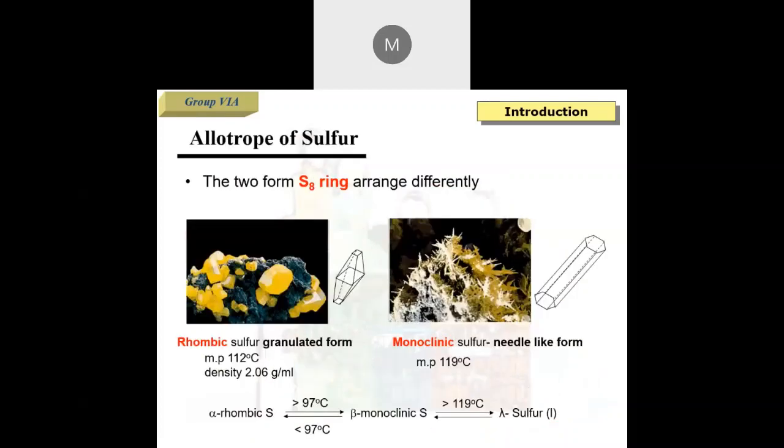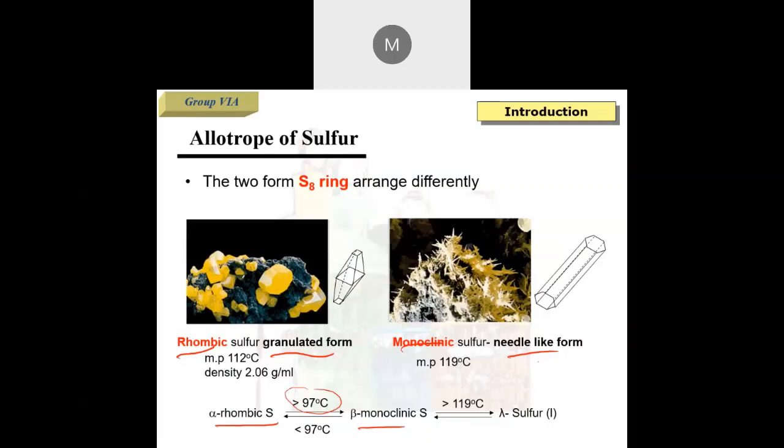So let's look at the allotropes of sulfur. The two forms of S8 rings arrange differently. Here is the stable structure, which is the rhombic. Rhombic is thermodynamically stable and is in a granulated form. At room temperature it will be in the alpha rhombic shape. When the temperature increases above 97 degrees, it will form the beta monoclinic sulfur. This is the one, and it has a needle-like shape.